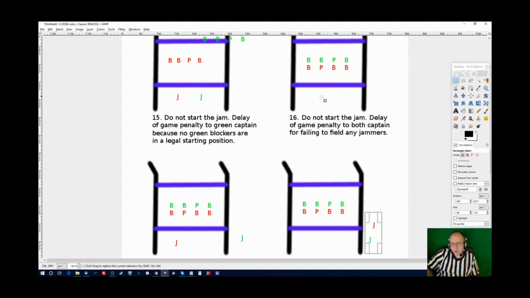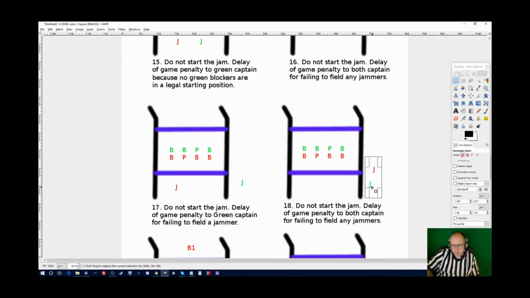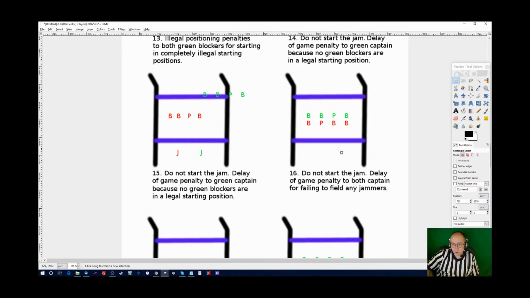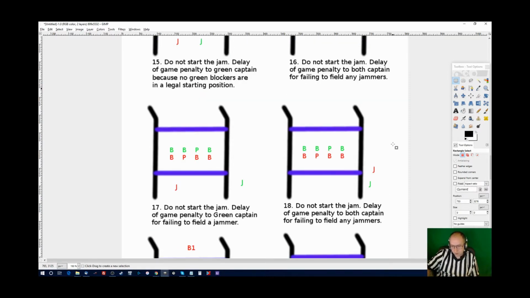Again, it makes no difference where the two were, up here in number 16, if they were back on the bench, or if they went out to lunch, or wherever they are. Same thing. If they're out of bounds here, it makes no difference. If they're not in a legal starting position, by the way, in the box is a legal starting position, then we're going to give them a penalty.